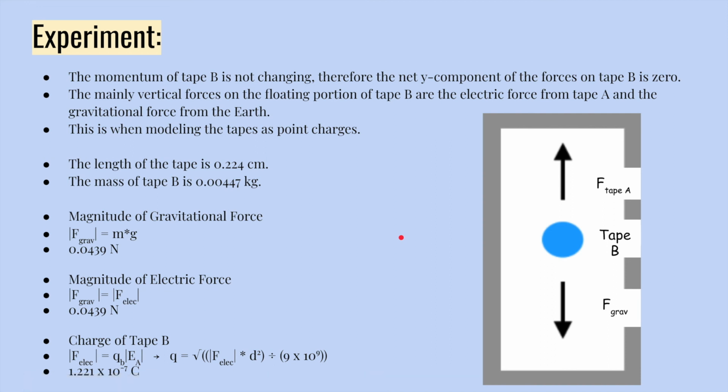The length of the tape is 0.224 centimeters. The mass of the tape is 0.00447 kilograms. The magnitude of gravitational force is calculated using this equation to get 0.0439 newtons. We know the magnitude of electric force is equal to the magnitude of gravitational force, so they are the same value. And the charge of tape B is found using this equation, and then manipulating it to get this equation, to finally get the value of 1.221 times 10 to the negative 7th coulombs.